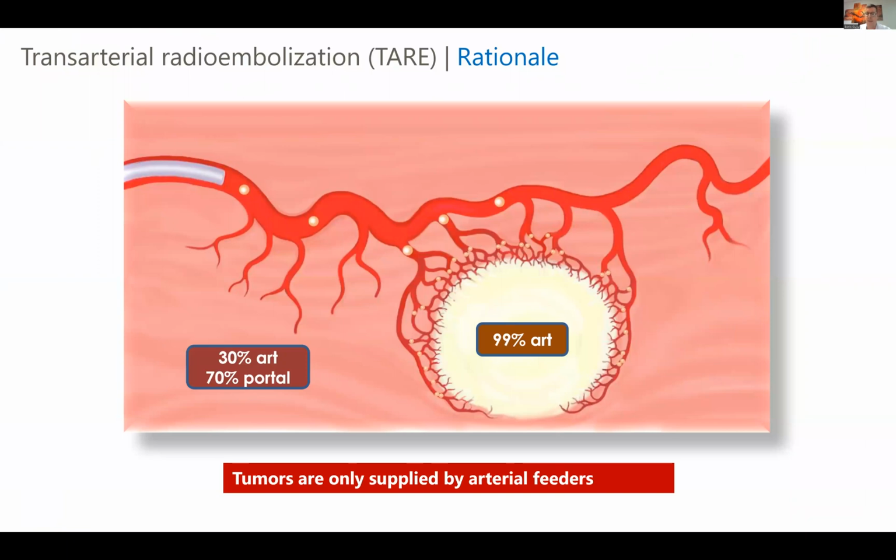The objective, as for TACE of HCC, is to take advantage of the purely arterialized tumors. Tumors only have their supply from arteries, whereas the normal parenchyma is mainly supplied by the portal vein, as you know. Meaning that if you inject Y90 in arteries, you will probably be able to cause radiation to the tumors and much less to the non-tumoral liver.